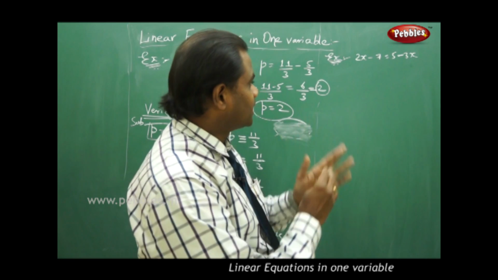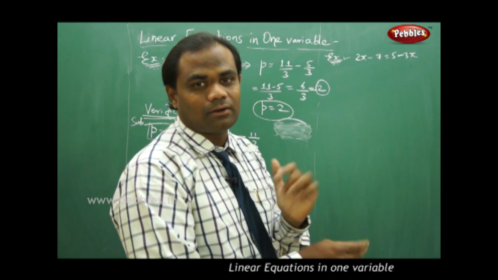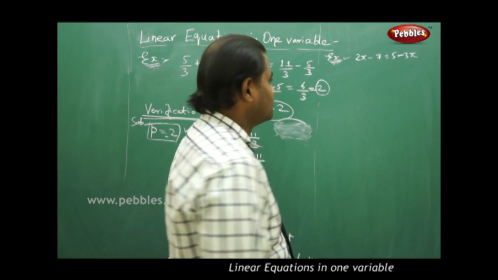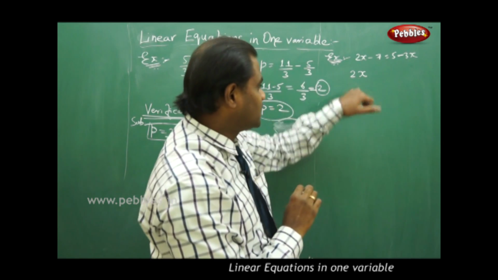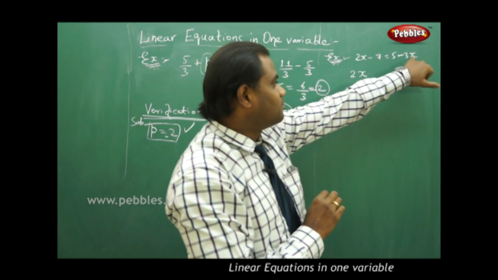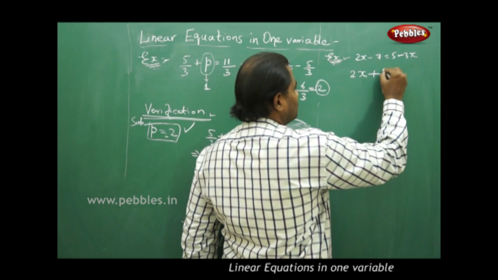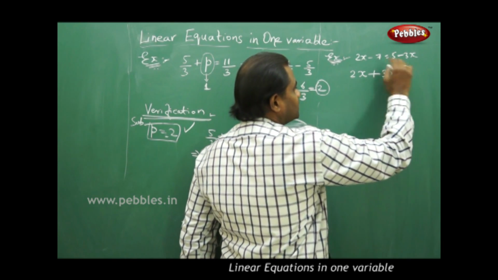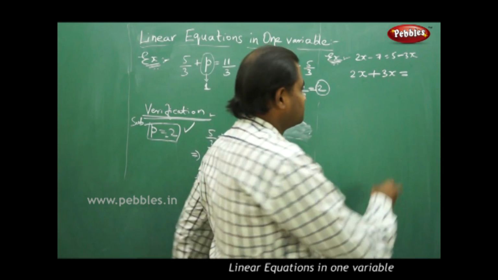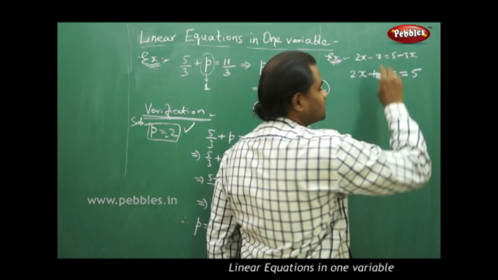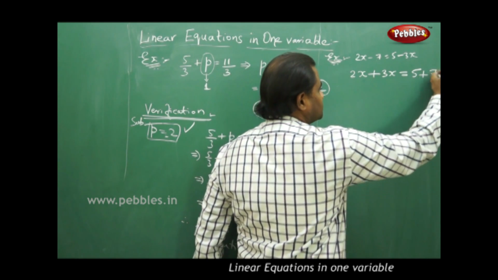Now, how do I find x, or how do I solve this equation? By taking all x terms to one side and all the constants to the other side. Therefore, I take 2x on the left because it has x involved in it, and minus 3x comes to the left as plus 3x. So I extract all x terms to the left, then I take all constants to the right. Already I have a constant 5 on the right, and negative 7 comes to the right as plus 7. So all the constants are taken to the right.